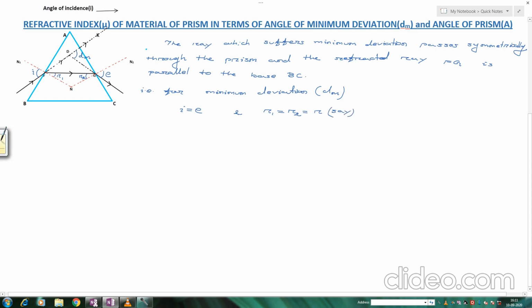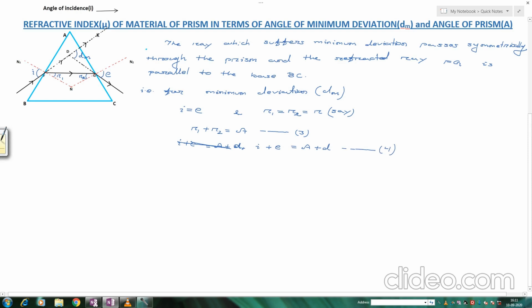In our last video, we established the relation that R1 plus R2 is equal to A. That was in equation number 3. And also we established the relation I plus E is equal to A plus D. Write this as I plus E is equal to A plus D, and it was equation number 4.